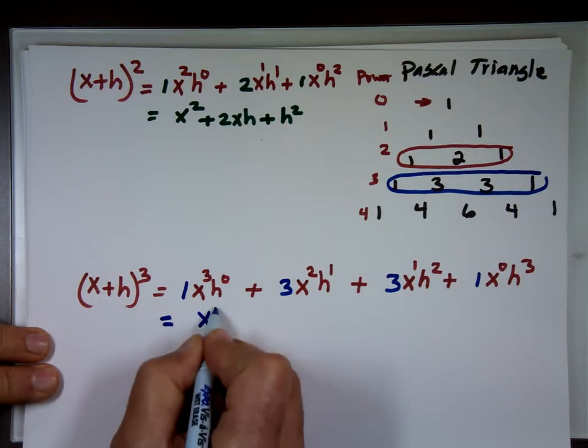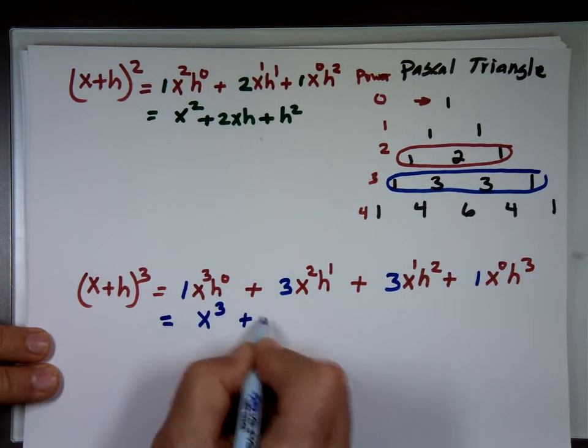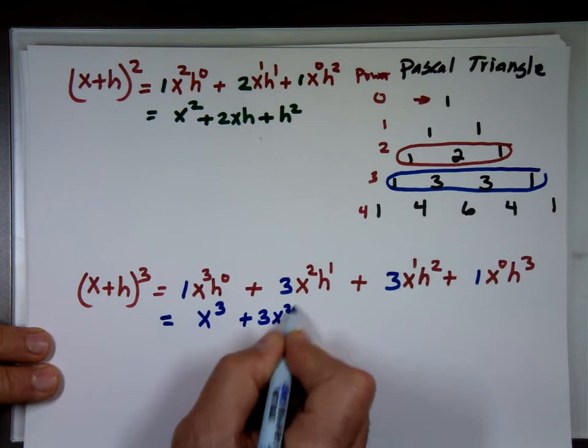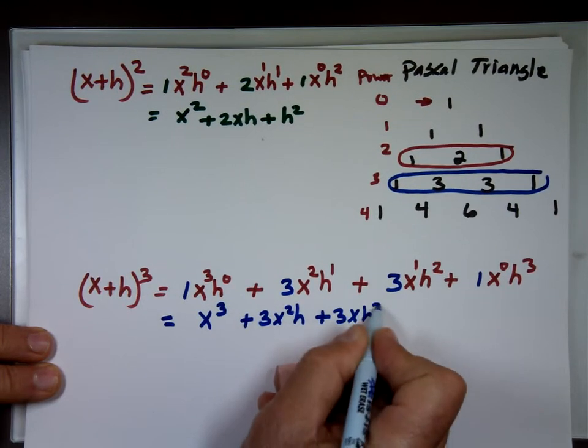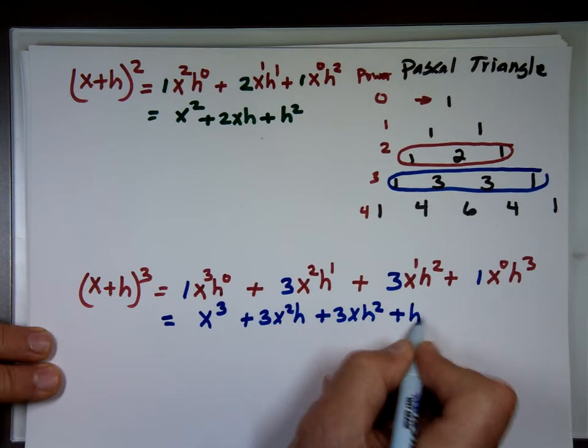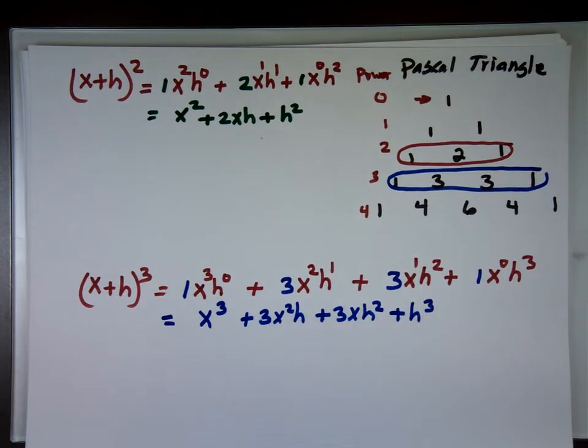That's x cubed, 3x squared h, 3xh squared plus h cubed. And I bet you if I multiply that 3 times and I did it right, my answer will look like this. Now if I screwed things up, that's a different story.